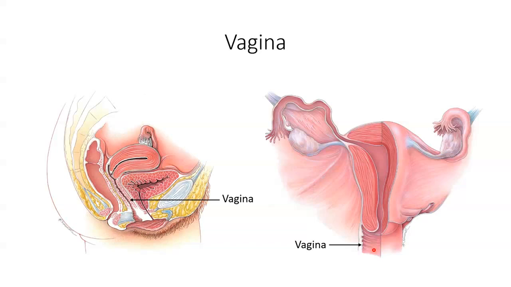The adventitia is the superficial layer of the vagina. It consists of areolar connective tissue, and it functions to anchor the vagina to the adjacent organs, so things like the urethra, the bladder, the rectum, and the anal canal. So it kind of holds everything in place.